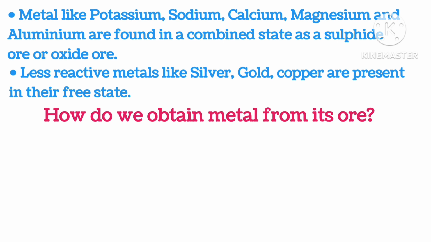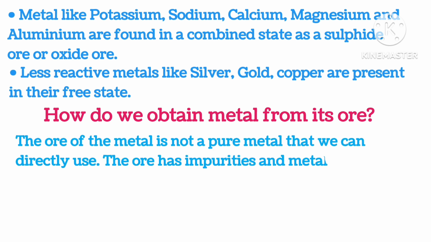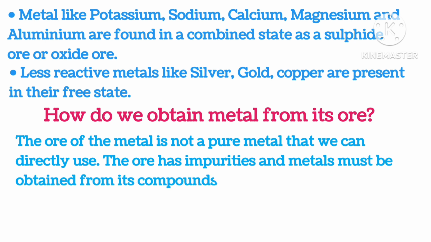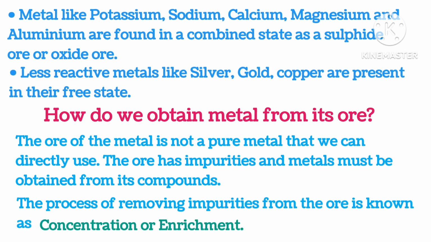How do we obtain metals from their ore? The ore of the metal is not a pure metal that we directly use. The ore has impurities and the metal must be obtained from its compound. The process of removing impurities from the ore is known as concentration or enrichment.